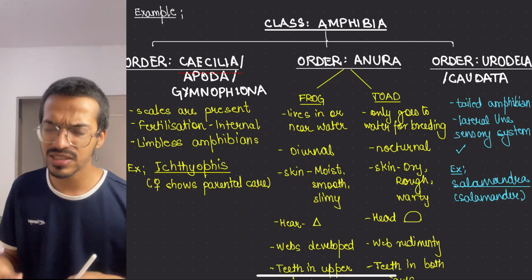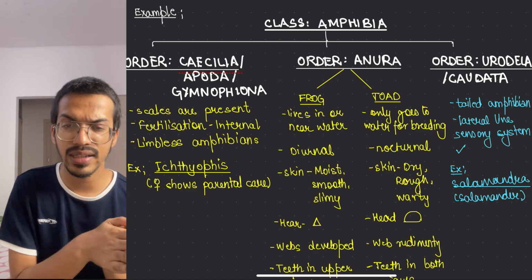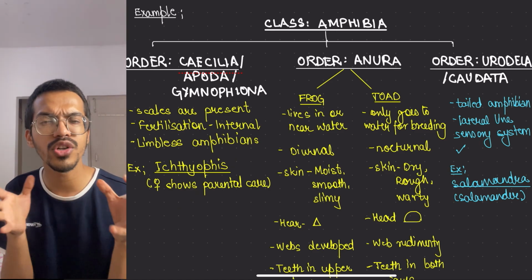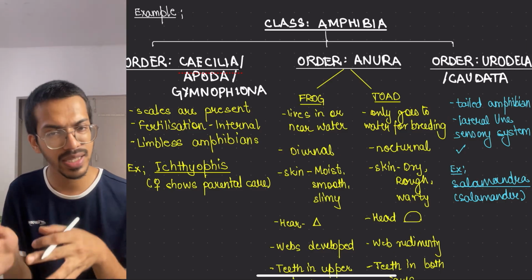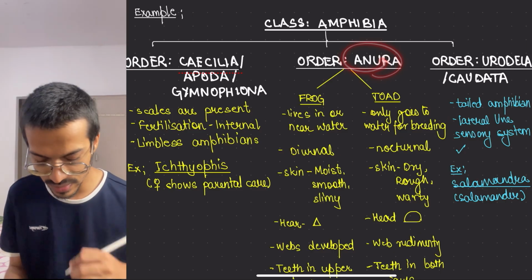Okay, then we have written a special feature about it. What is the special feature? That the male shows parental care. Okay, normally the male does not have that parental care kind of a thing, but here the male shows it. Then next is Anura. Anura is toad and frog.